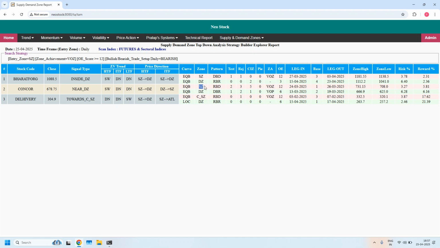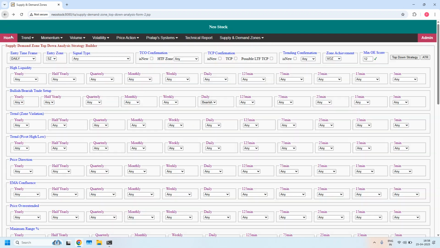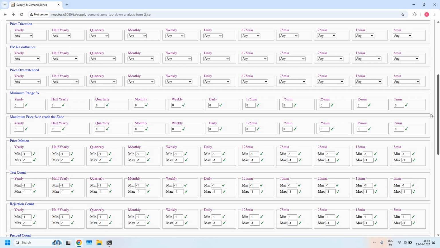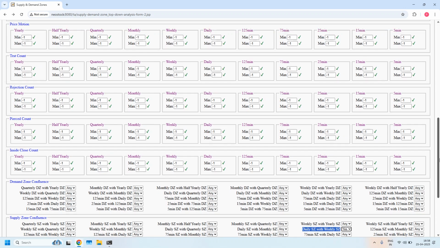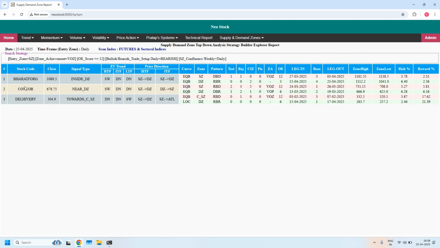Out of these three daily supply zones, how many have a higher probability of success? That we will check based on the zone confluence. First filter: LTF, ITF supply zone confluence, that is daily and weekly. Supply zone confluence, enable the filter. With this filter, all three stocks are filtered. That means in all three stocks, these daily supply zones are overlapped with weekly supply zones. And the weekly trend is down in all the stocks.